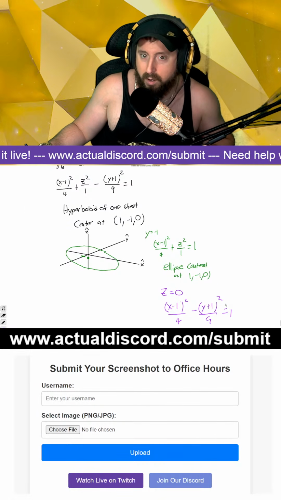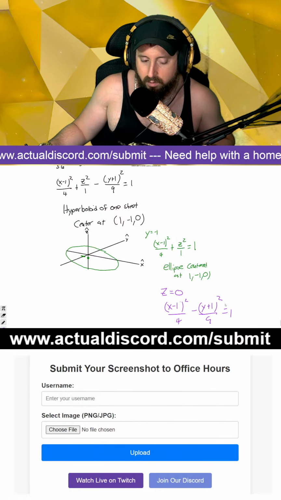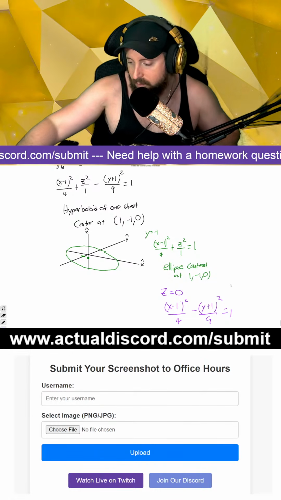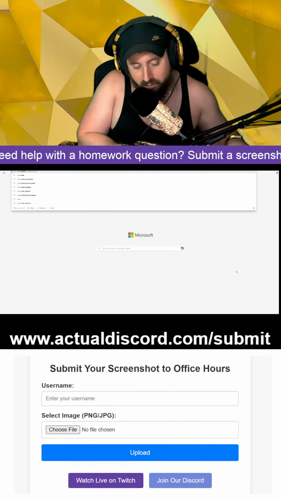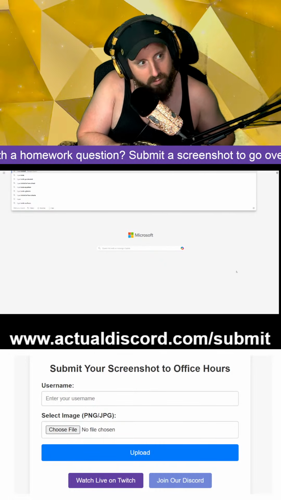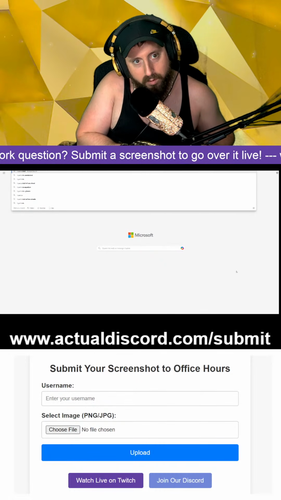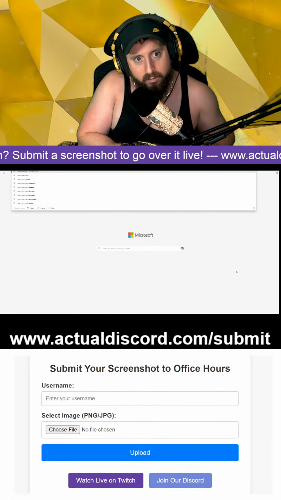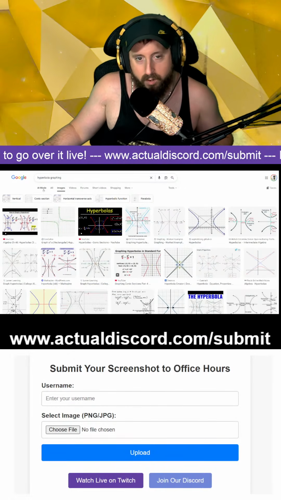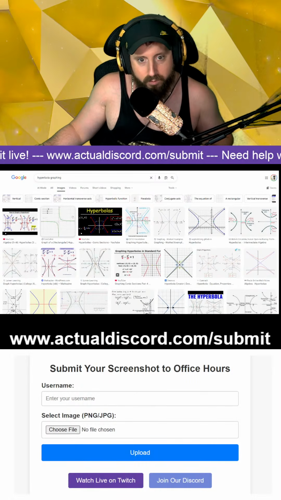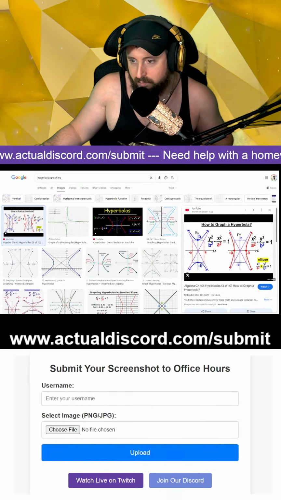And I need to remember how this works. How do you graph hyperbolas again? This is why it's important to know your conic sections. Hyperbola graphing. Yeah, okay, this is it. No, stop, I don't want the AI stuff. This is what I want. Thank you.